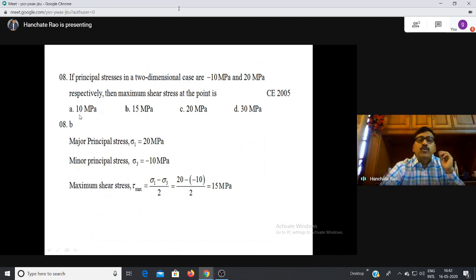Sigma 1 minus sigma 2 by 2 is the maximum shear stress. So the maximum shear stress is sigma 1 minus sigma 2 by 2, which is 20 minus of minus 10 by 2. So 30 by 2, 15 megapascals is the maximum shear stress. Where does this maximum shear stress act? This acts on a plane at 45 degrees to the major principal plane.